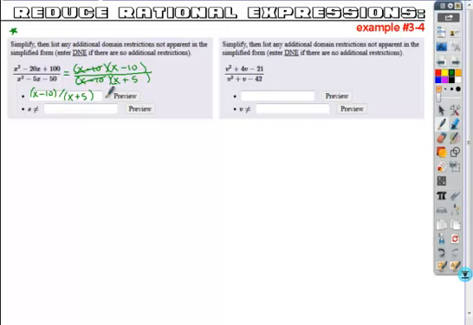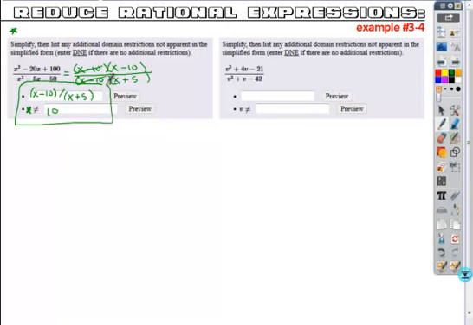And then the restrictions, so this should be x here. The restrictions for this variable are only the factors that got canceled. And so when we look at the factor that was canceled, what value of x would have given you division by 0? 10. Is that restriction apparent in the simplified form? It's not. And so you include that as an additional domain restriction.